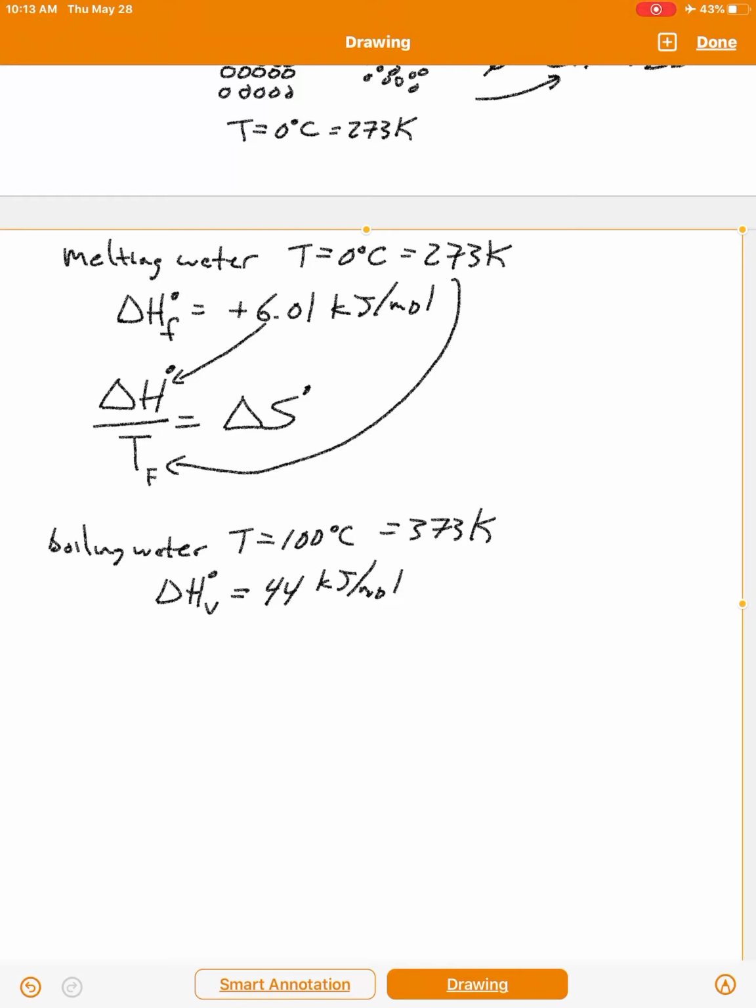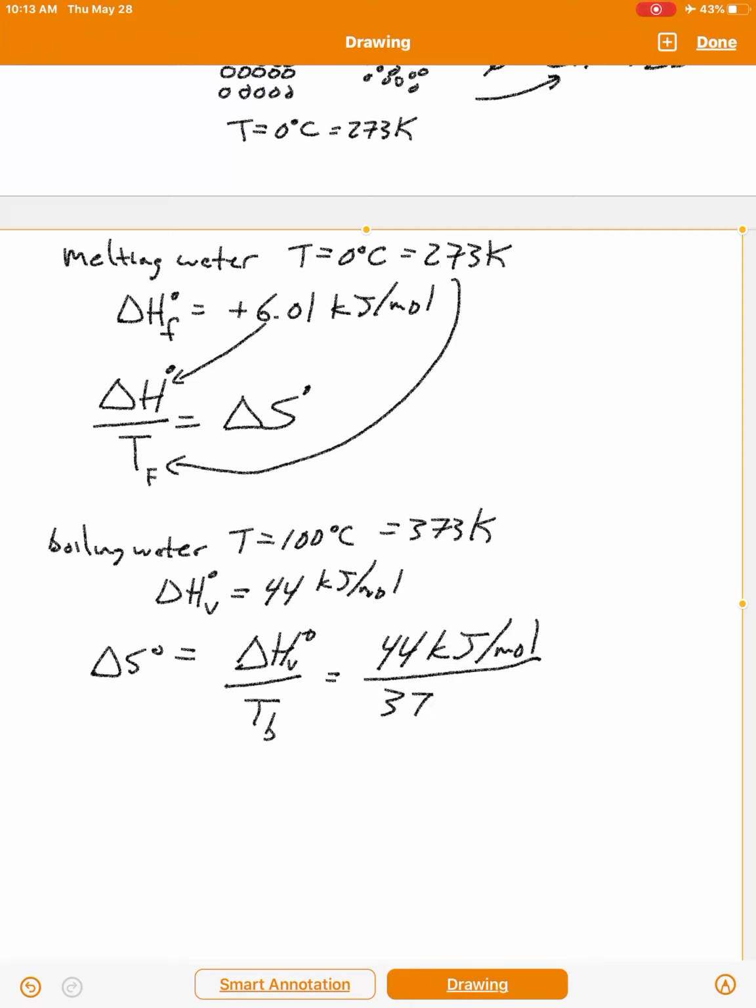So that means that if you wanted to find delta S for that process, it would be delta H of vaporization divided by the boiling point. So you could put in your 44 kilojoules per mole and divide that by your 373 Kelvin, and you would be able to figure out the entropy change for that process. Now, that's kind of cool. It allows you to make quite a few calculations involving changes. So try the sample problems for these, and you'll get a chance to see how this works.